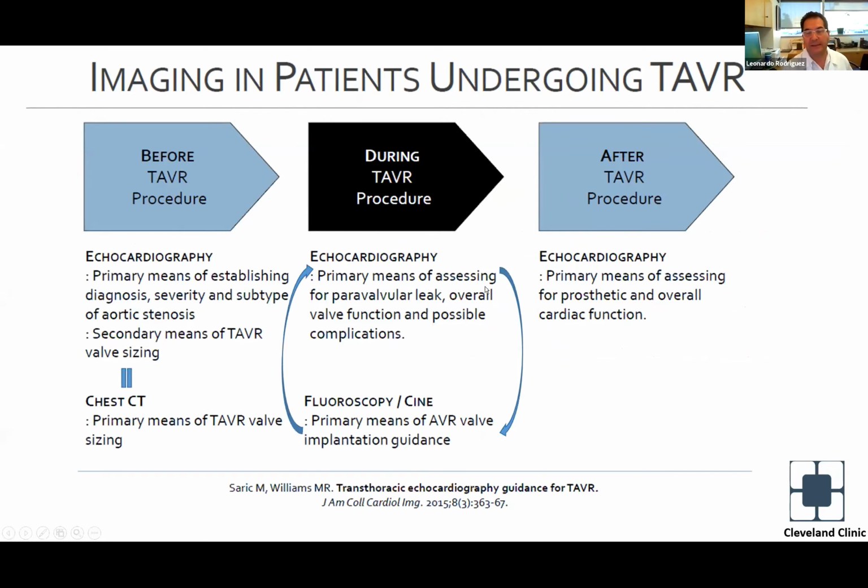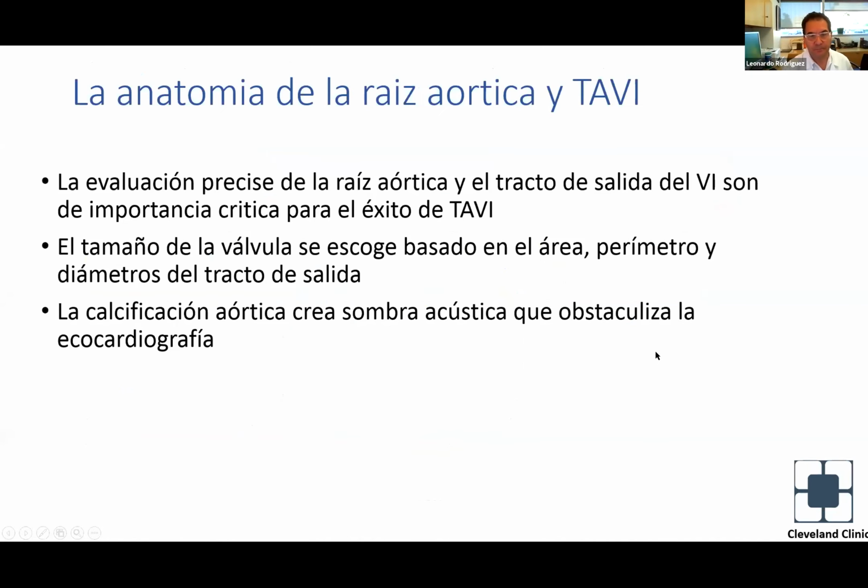Ahora rara vez se hace un eco transesofágico y se hace un eco transtorácico muy limitado, y obviamente después del procedimiento la ecocardiografía vuelve a ser parte de la parte primaria diagnóstica, aunque yo diría que también la tomografía en el seguimiento y con el diagnóstico de trombosis de las prótesis, la tomografía también se utiliza, no con rutina, pero sí con frecuencia en el seguimiento de estos pacientes.